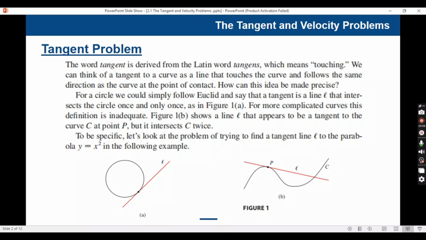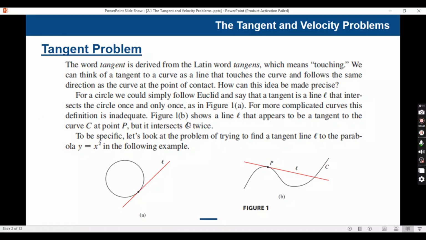If it's not a tangent, that means it will either intersect twice or it won't intersect at all. Those are the two things that you should keep in mind. As in figure 1a, it touches once and intersects once. For more complicated curves, this definition is inadequate.